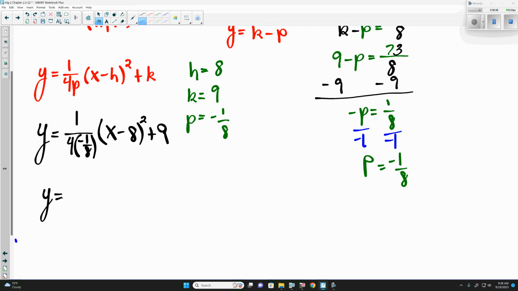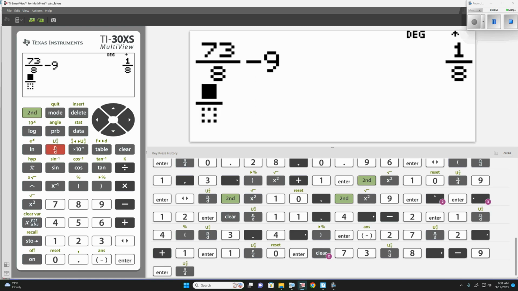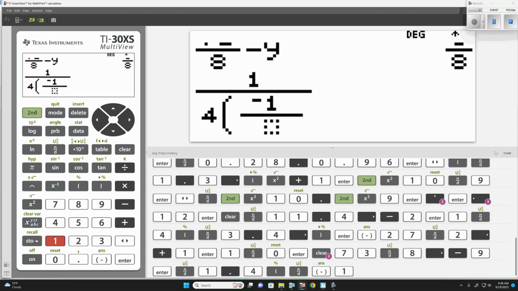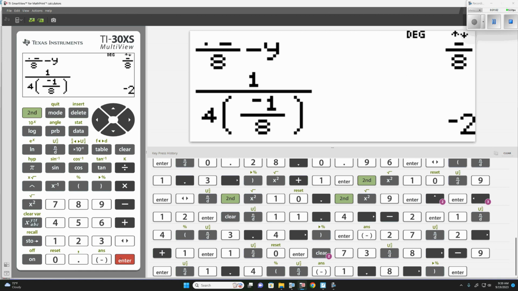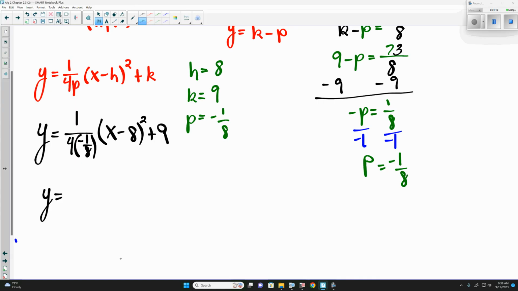Now the first thing we can do is simplify our fraction. So I would grab a calculator. 1 over 4 parentheses, negative 1 over 8 is negative 2. And the reason for this is because 4 times our negative 1/8 actually gives us negative 1/2. We can't leave it as 1 over negative 1/2. We have to reduce it, which actually reduces to negative 2.